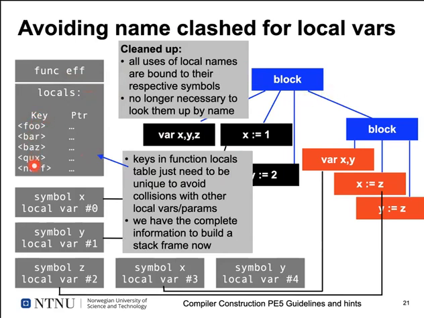These keys need to be unique on the left-hand side to avoid collisions with other local variables and params, but not the names because they're replaced here by pointers to specific symbols, which then have their own unique number here. So they're linked up here. So we have the complete information to build a stack frame now, because that's where we store our local variables, obviously.